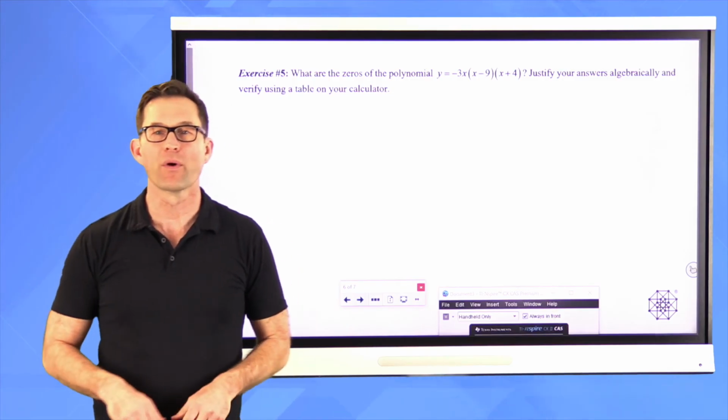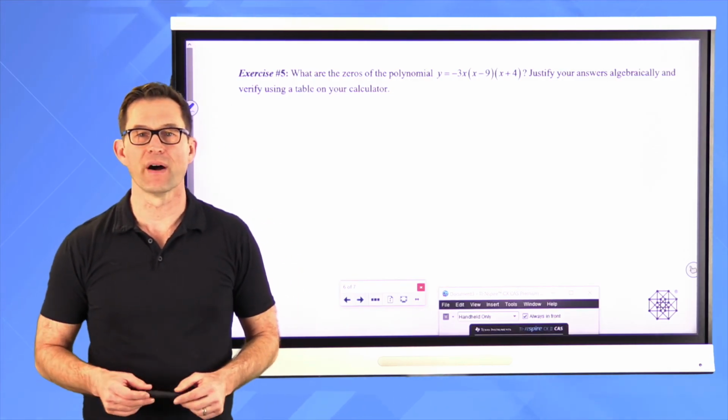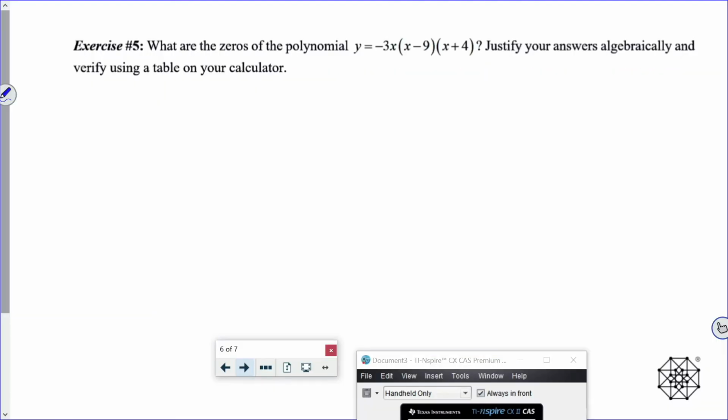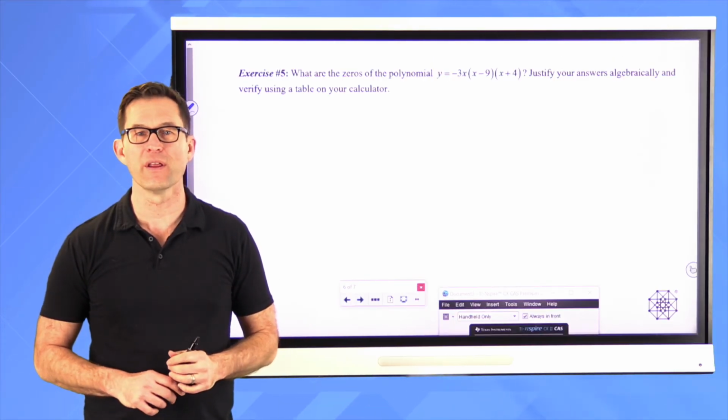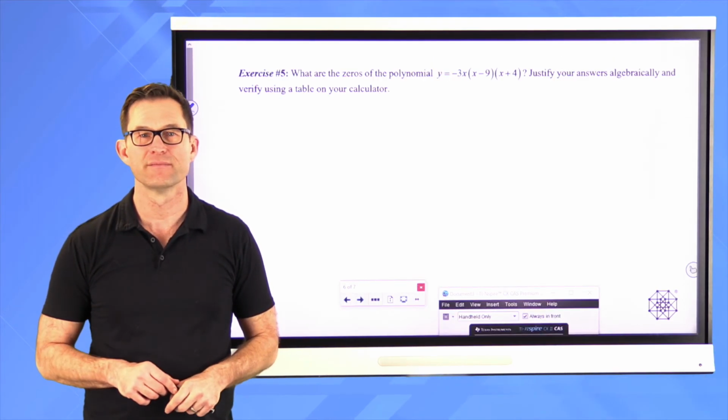All right, let's do one more that should be pretty easy. Exercise number 5. What are the zeros of the polynomial y equals -3x times x minus 9 times x plus 4? Justify your answers algebraically and verify using a table on your calculator. All right, why don't you go ahead and do this? It should be pretty easy, and then we'll take a look.